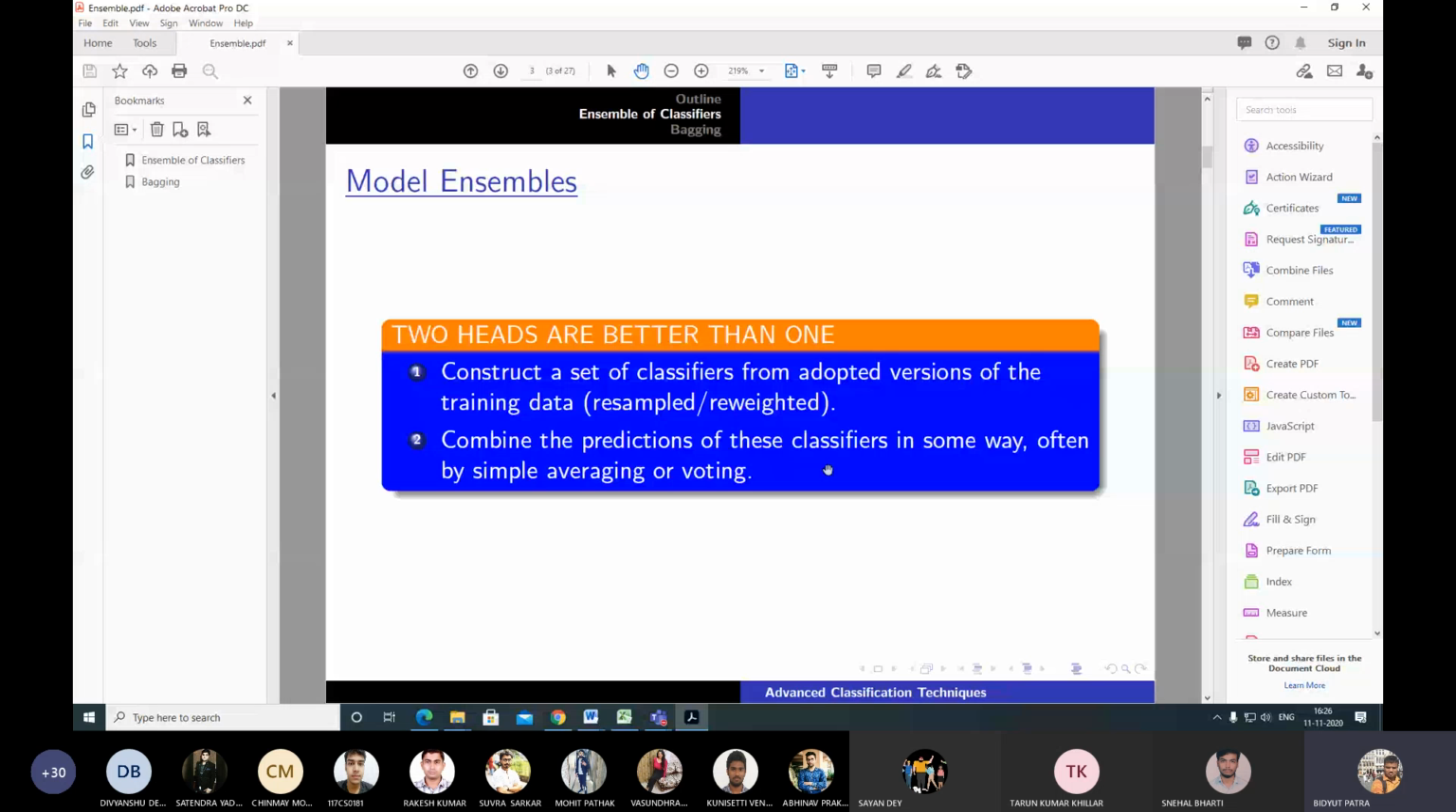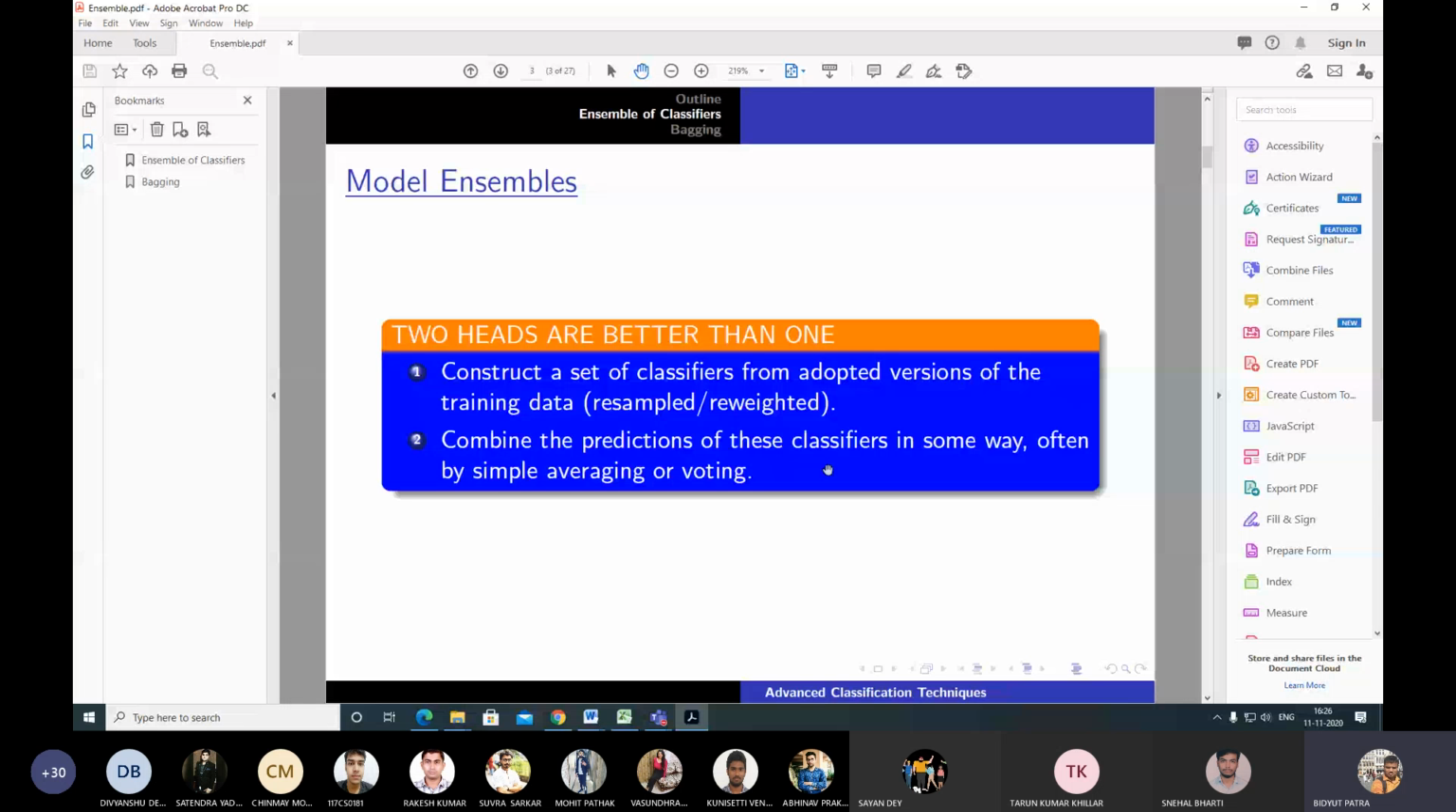So construct a set of classifiers from the adopted version of the training data. The important part is the adopted version of the training data. And then you combine the predictions of the classifiers somehow, often by simple averaging or voting. So let's say if you have 7 classifiers, and 4 classifiers say this object belongs to class A, then obviously you go with the majority of the classifiers, with what they say. So this is something called the ensemble of classifiers.